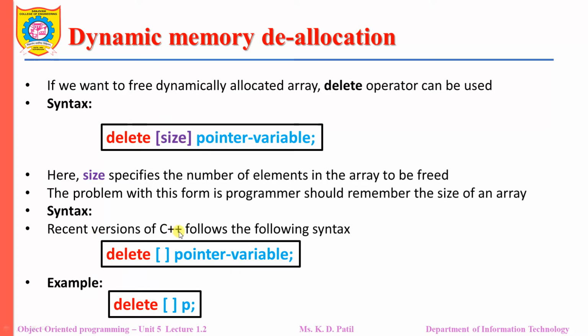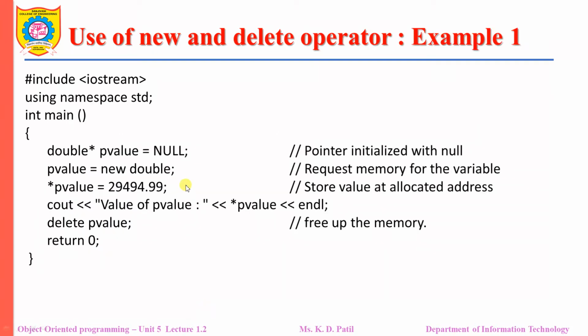So in C++ you can use the syntax which is given here. Without specifying the size of that respective array, we can simply write delete followed by empty brackets followed by the pointer variable. For example, if I want to delete an array of size 10, then I can simply write delete followed by the square brackets followed by the pointer variable. Now here this pointer variable is pointing to the array. Let us see the example here.